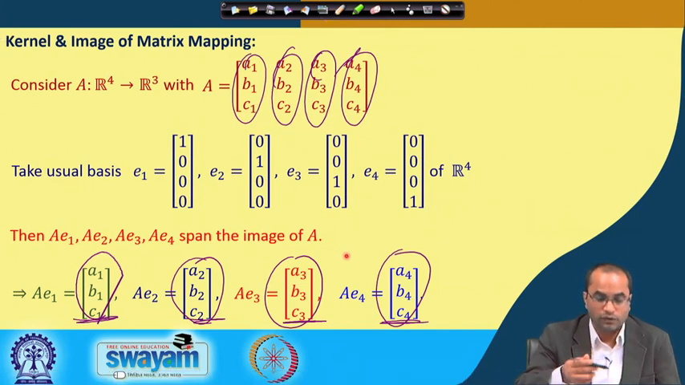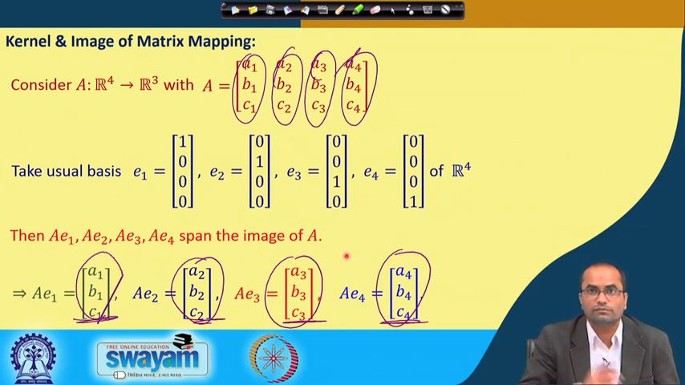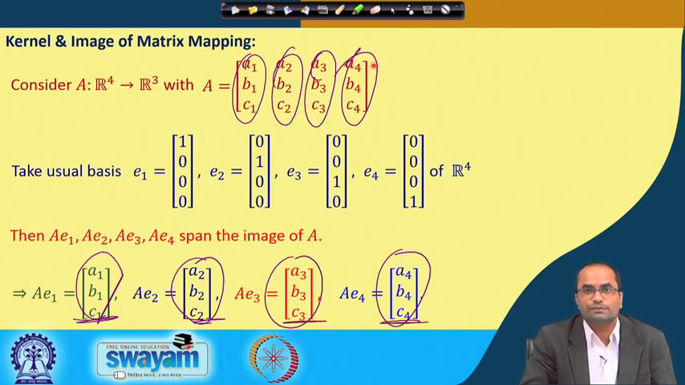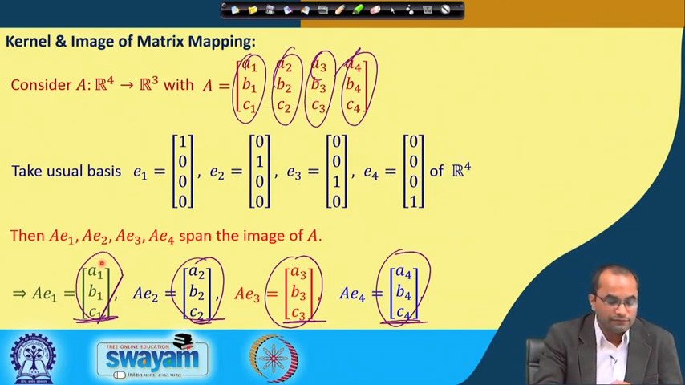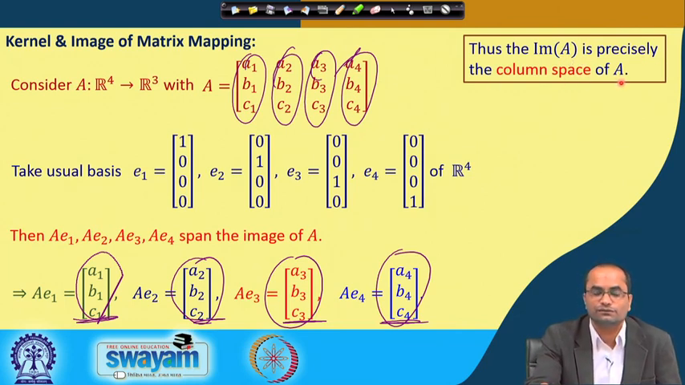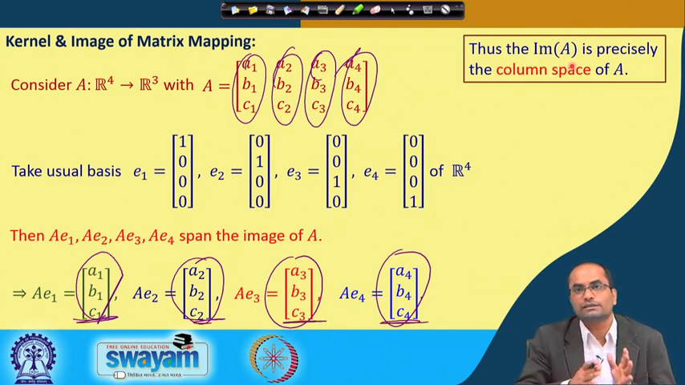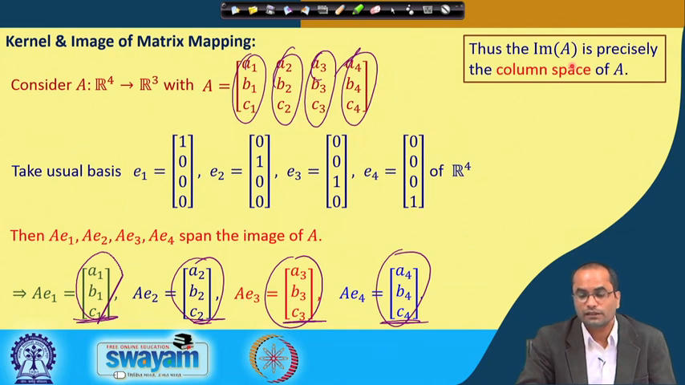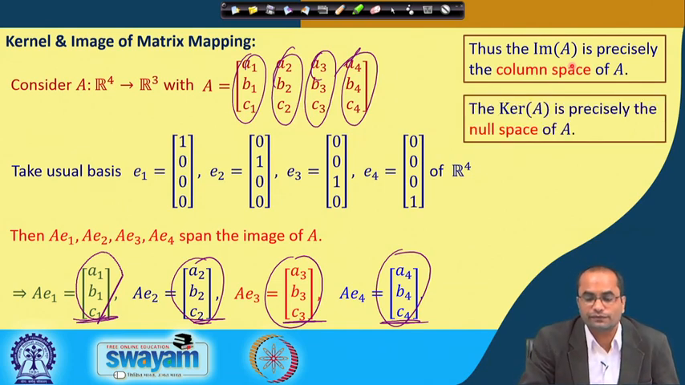the column space. The column space is exactly the span of these columns, which we have already discussed, and what we have observed is that the image is nothing but the span of these columns. So, thus the image of A is precisely the column space of A. When we talk about matrices here, the column space is nothing but the image of A.